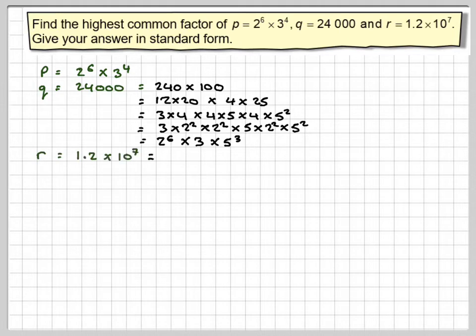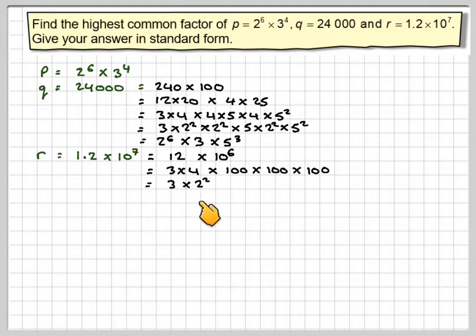Now, R is in standard form, 1.2. We need to make that a whole number, so if we make it 12, it becomes 12 times 10 to the 6. If you move the decimal point one place this way, you need to take 1 away from the number here. Right, 12 is 3 times 4, and 10 to the 6 is 100 times 100 times 100.